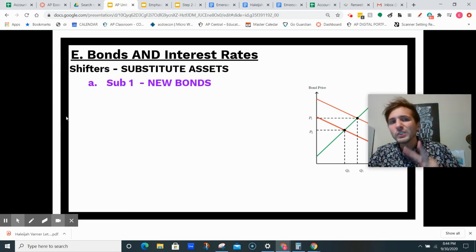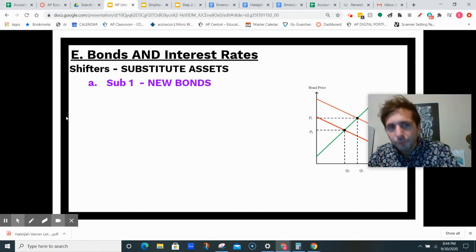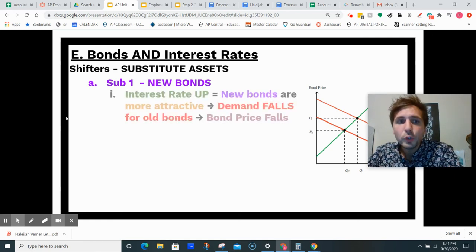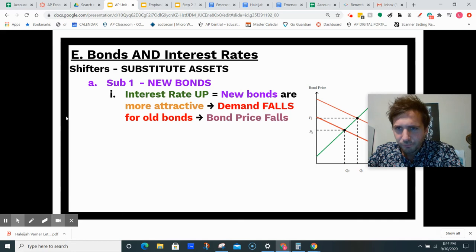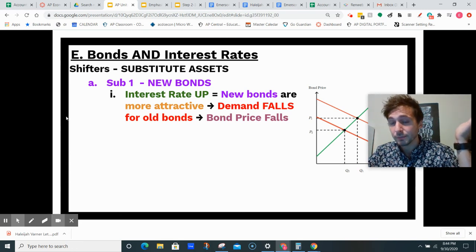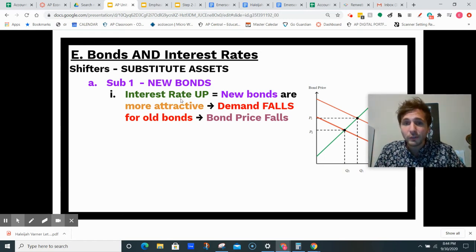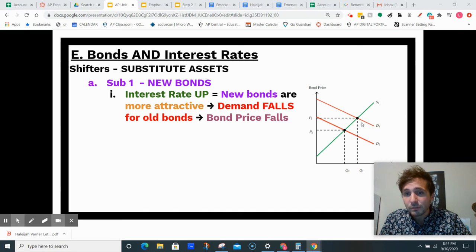So we have two substitute assets to old or previously issued bonds. The first are new bonds. New bonds work like this. When interest rates rise, new bonds are issued at that high interest rate, and they're super attractive. So demand falls for all of the old bonds, which far outnumber the new bonds. When demand falls for all of the old bonds, the bond prices fall. Demand goes from D1 to D2, the bond price falls. Catch that? So interest rates rose, new bonds, super attractive.